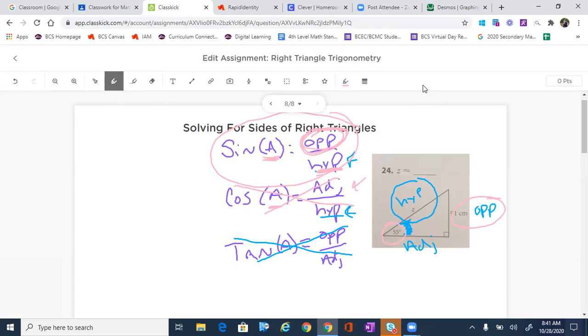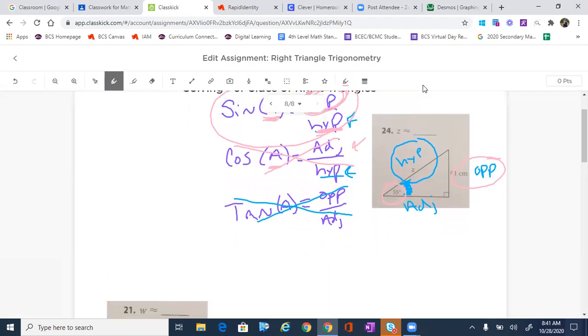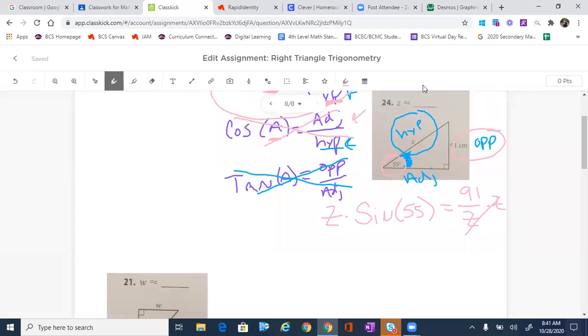So now at this point, we just set this up. I'm going to set it up right down here. I'm going to say sine of 55 equals the opposite, 91, over the hypotenuse, which we call z. Now, this is one of those special problems where we need to multiply and get that variable out of the denominator. So we are going to multiply by z on both sides. The z's are going to cancel. Then we are going to have z times sine of 55 equals 91. And once we have that, we divide by sine of 55.